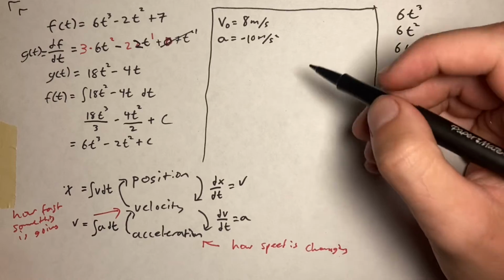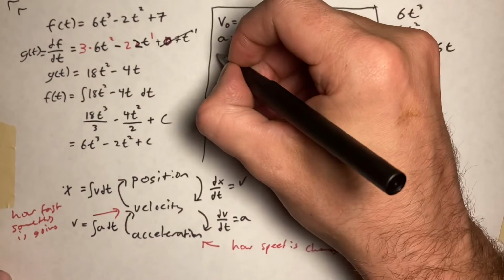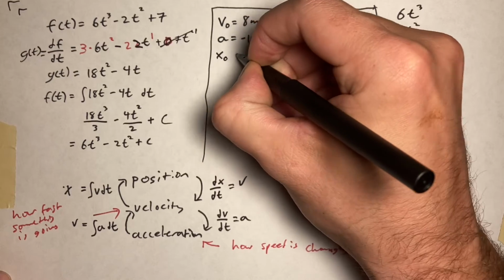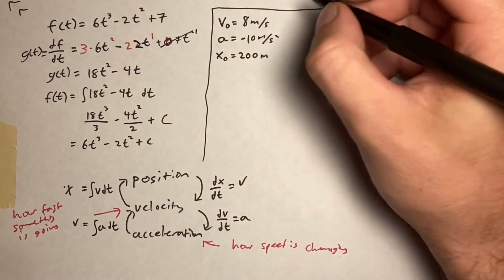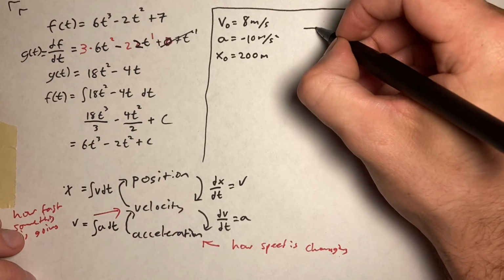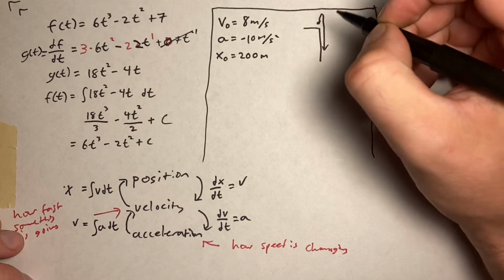I'm just going to do this problem in one direction. So I'm just throwing it straight up, and it's going to go straight down off the cliff. All right, I'm going to say my initial position is equal to 200 meters in the air. All right, my picture for this, I'll draw the ball is going to go up in the air, and then it's going to go down like that.